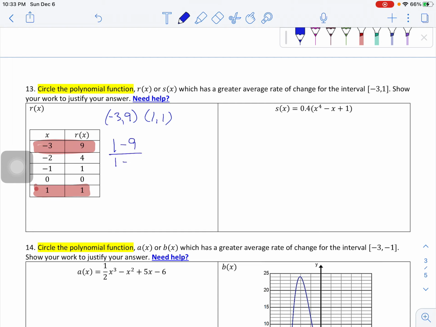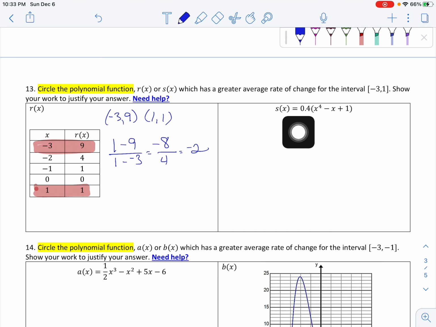So I'm going to take my second y minus my first y over my second x minus my first x. Be really careful with the signs there. And if you're in doubt, grab either Desmos or TI-84 to help you out. So 1 minus 9 is -8. 1 minus -3 is actually going to be 1 plus 3, which is 4. So this average rate of change is -2. So that's fine and dandy.